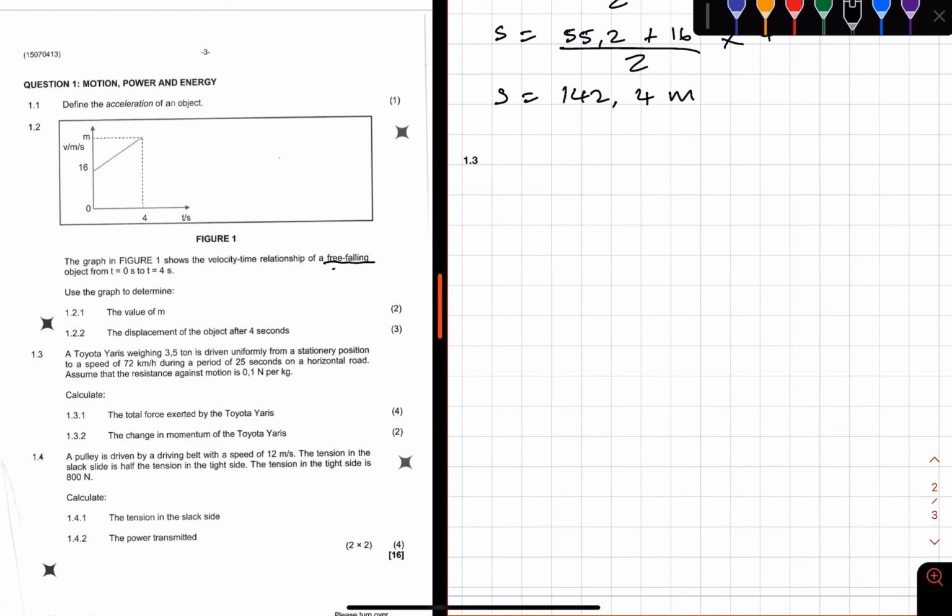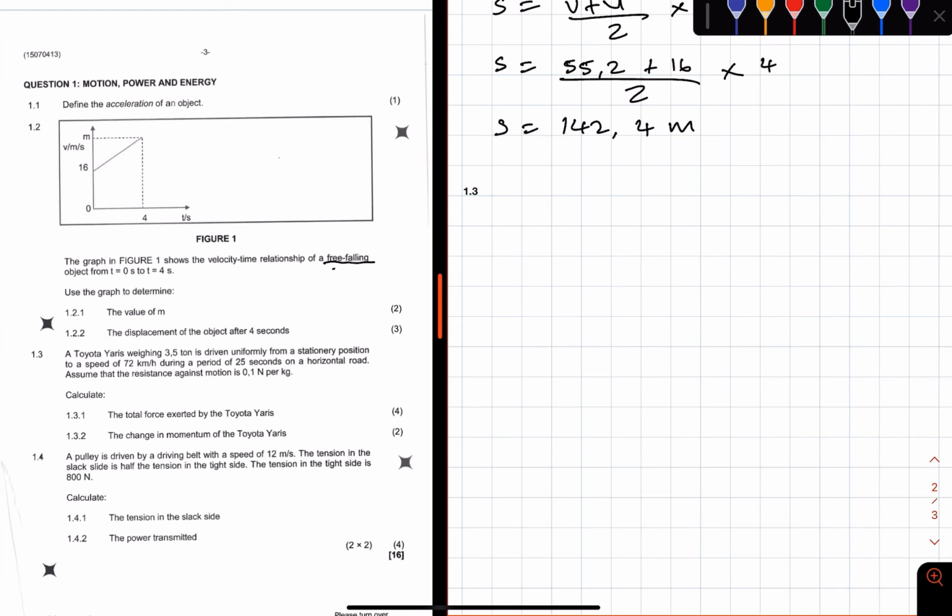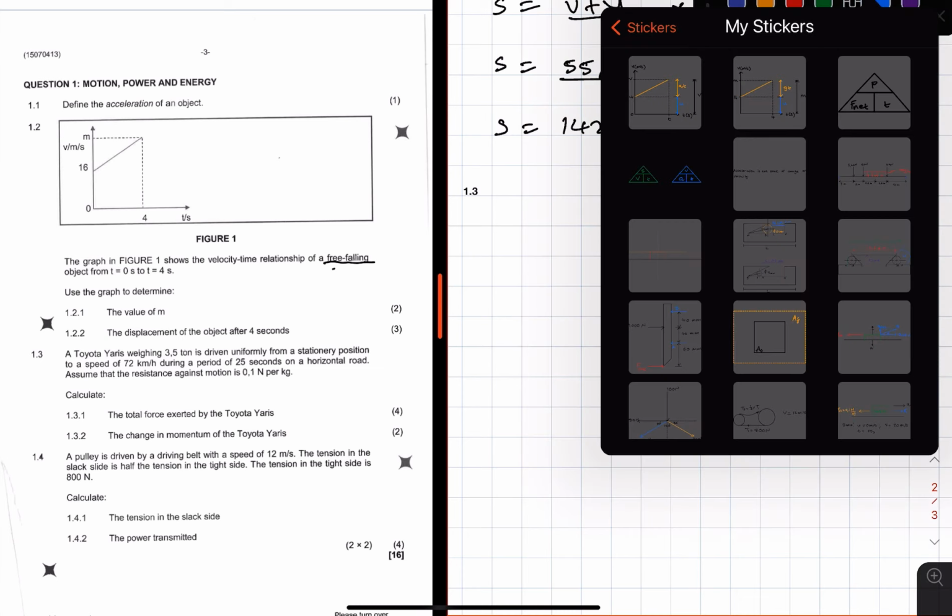Okay. First, let's look at what we've been given here. So let's draw a free body diagram. If you draw a free body diagram, it's going to look like this.